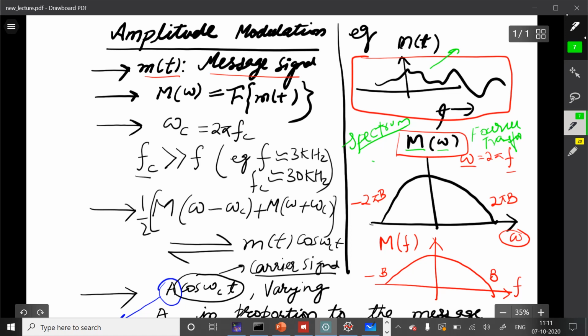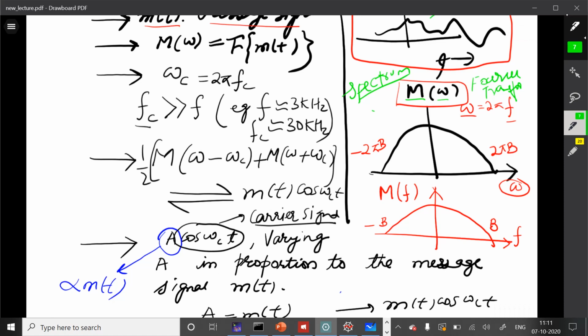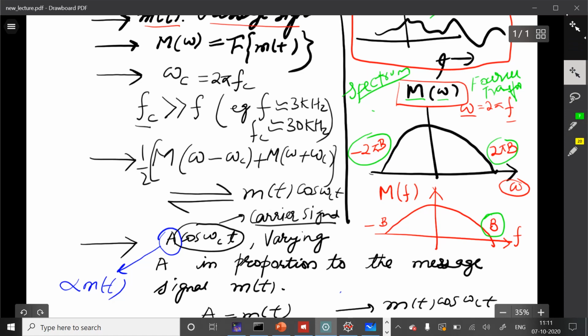Spectrum is any graph, any plot which contains the frequency information of a signal. And we see that if the maximum frequency in hertz available in the signal is b, we will call b the bandwidth also. So in angular frequency it is 2 pi b and minus 2 pi b. And we know that message signals are at low frequencies, so we have to shift them to higher frequencies.